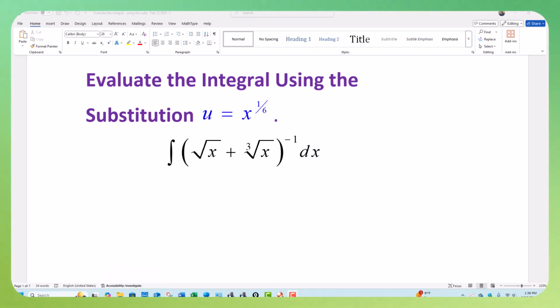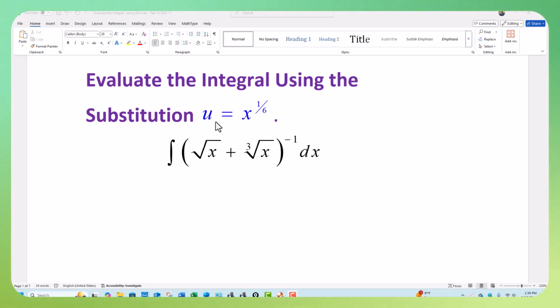In this video, we're going to evaluate the following integral using the substitution u equals x to the 1/6. Using this substitution, we want to find a representation for the square root of x in terms of u. Notice if I cube both sides, I get u cubed is equal to x to the 3/6, which is x to the 1/2, the square root of x.